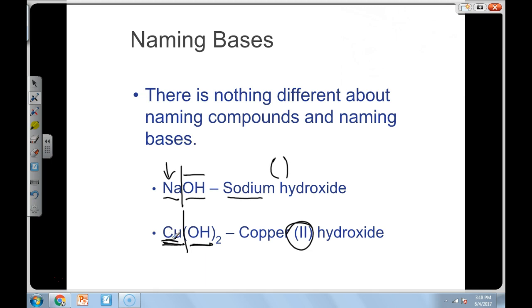Copper is a transition metal, so we're going to figure out what its charge is. Hydroxide is a 1 minus, which means the least common multiple is a 2. There's 1 here, so that means this is a 2 plus. So this is copper(II) hydroxide. I go very quickly through it because that is really just a review of the naming that we've already done in terms of naming compounds with polyatomic ions in them.